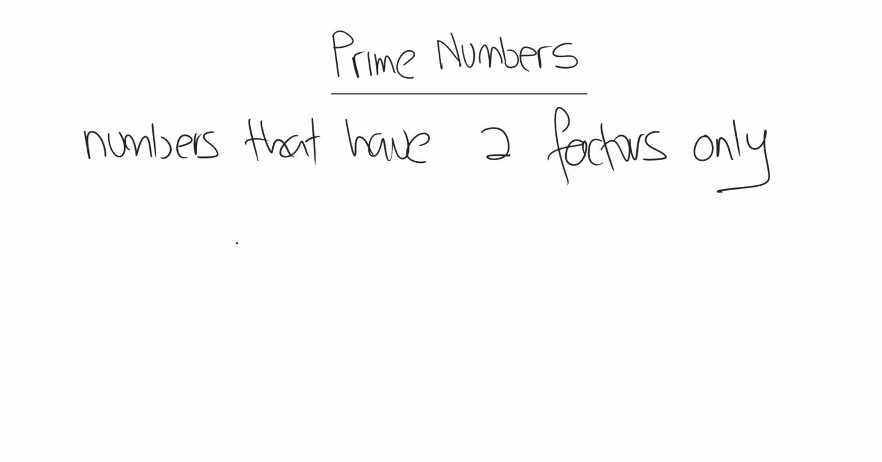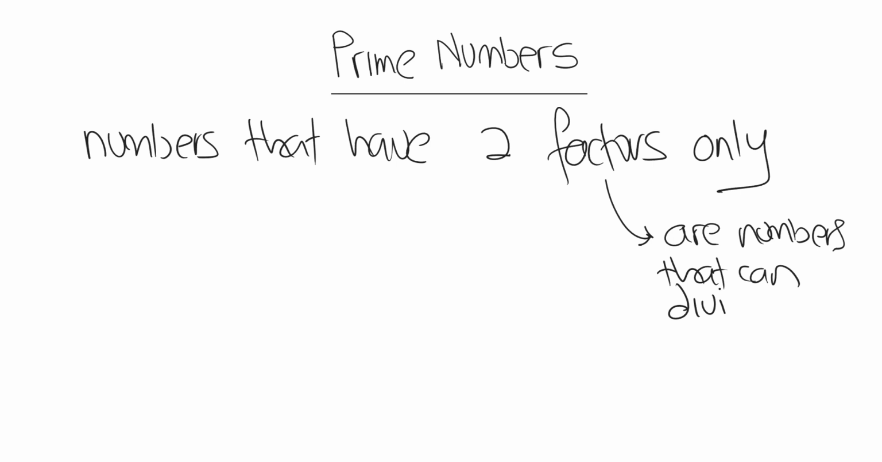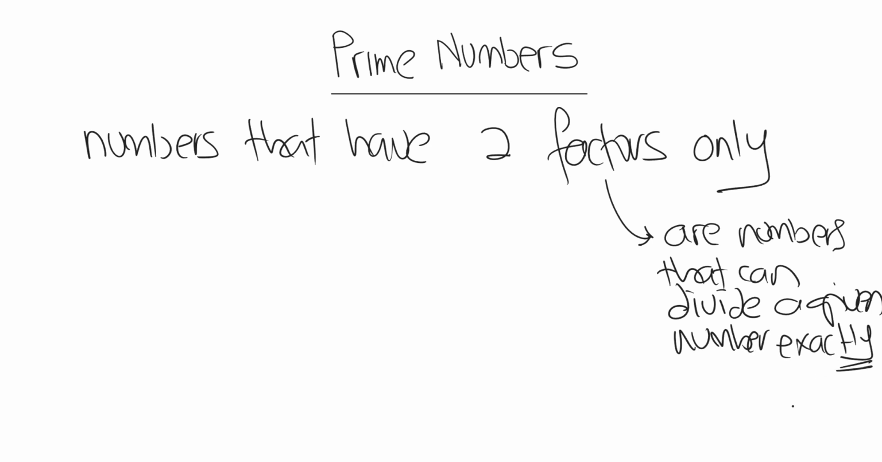Prime numbers. Prime numbers are numbers that have two factors only. Okay. Now, before we look into prime numbers, just quickly learn a little bit about factors. What are factors? Factors are numbers that can divide a given number exactly. Okay, so that is a very informal definition for factors. What does it mean? It looks confusing.